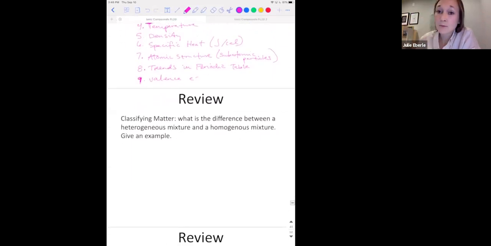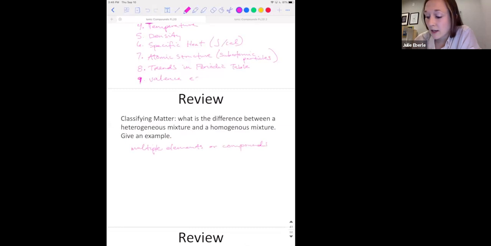Classifying matter, what's the difference? Most simply stated, a mixture has more than one thing, more than one element. It could be a mixture of elements or a mixture of compounds, okay? It could be elements and compounds. But it has multiple elements or compounds. All right, that's a mixture.